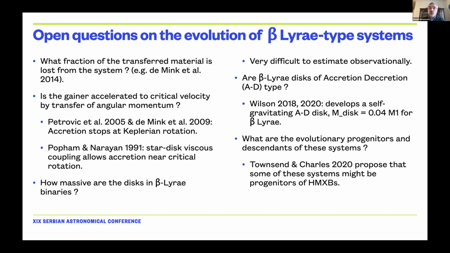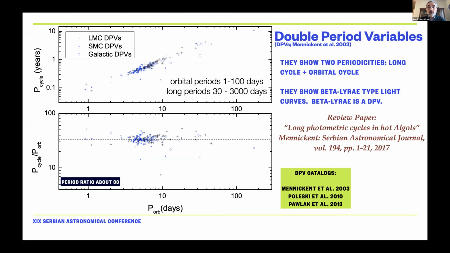Finally, another open question is what are the evolutionary progenitors and descendants of this system? For instance, Townsend and Charles this year proposed that some of these systems may be the progenitor of high mass X-ray binaries. In this context, it's interesting to show the discovery of double periodic variables we did some years ago, investigating the sample of Be stars in the Magellanic Cloud.